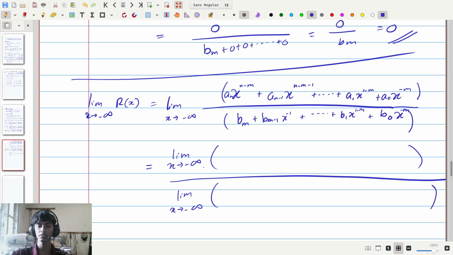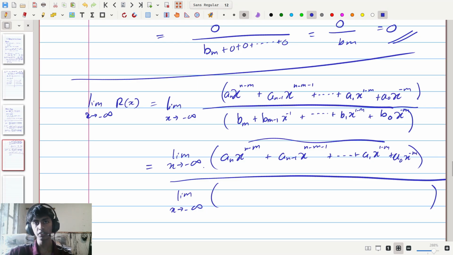The first function is going to be a sub n x to the n minus m, which is a negative number here, plus a sub n minus 1 x to the n minus m minus 1, plus dot dot dot, plus a sub 1 x to the 1 minus m, plus a sub 0 x to the negative m. All of these powers on the numerator here are negative numbers because recall n itself is less than m. So n minus m is negative. Here we have numbers that are less than n minus m, so these numbers all should be negative.